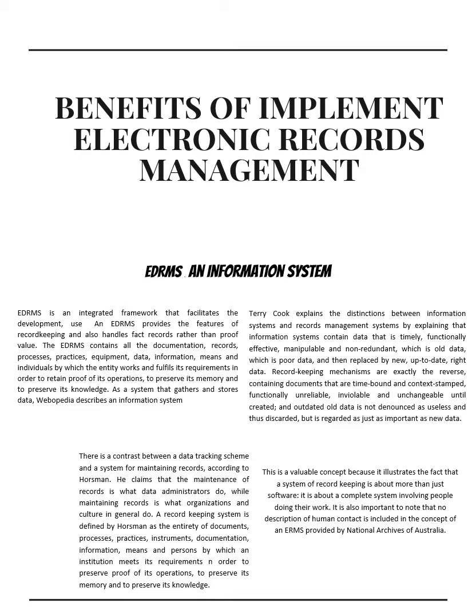knowledge. One could explain the distinction between an information system and a record management system by explaining that an information system contains data that is timely, functionally effective, and manipulable, and where redundant, which is old or poor data, it is replaced by new, up-to-date, right data. Record keeping mechanisms are exactly the reverse, containing documents that are time-bound and context-stamped, functionally unalterable, unchangeable once created, and outdated old data is not denounced as useless and thus discarded, but is regarded as just as important as new data.